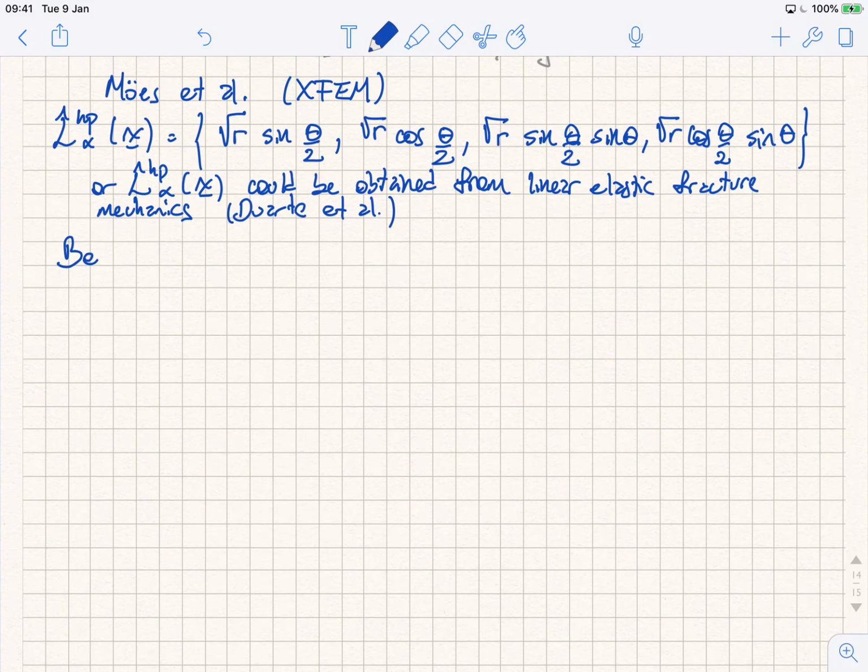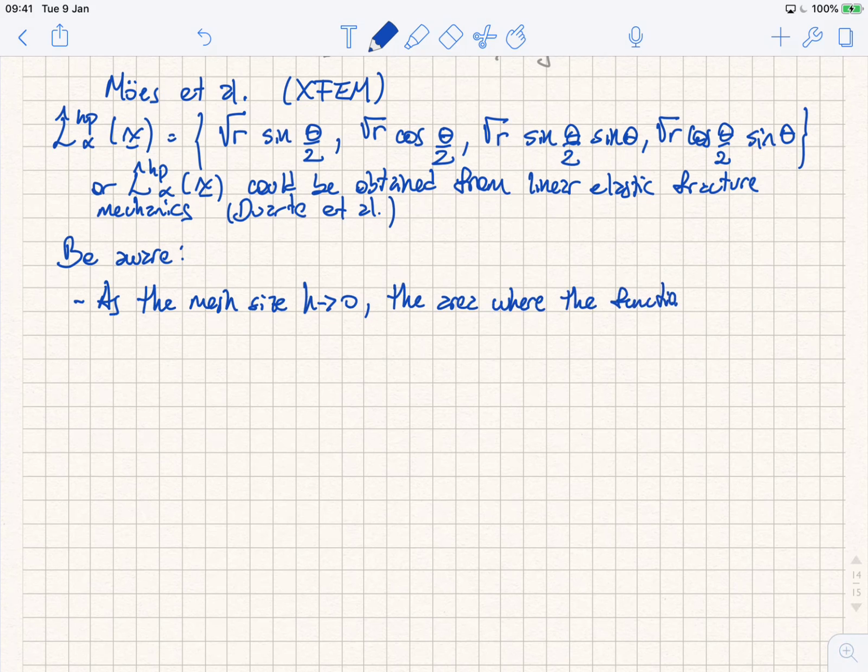So there are two little things that we need to be aware of. One is, as the mesh size h goes to 0, the area enriched vanishes. This is one.